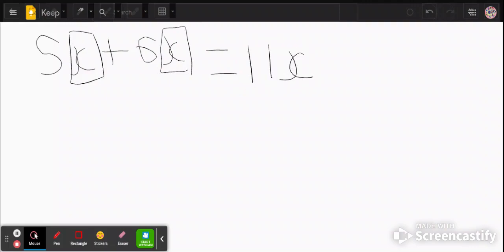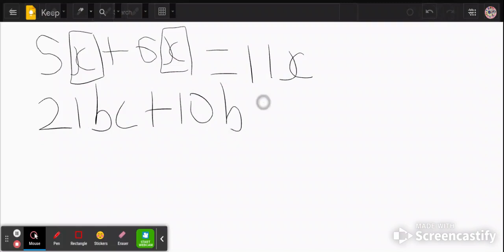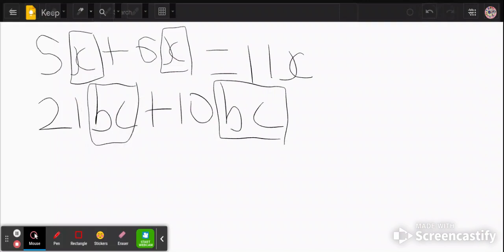Also, another example could be 21bc plus 10bc. Both of these have the same variable of bc. So therefore, they can be added together. So 21bc plus 10bc will give you 31bc.